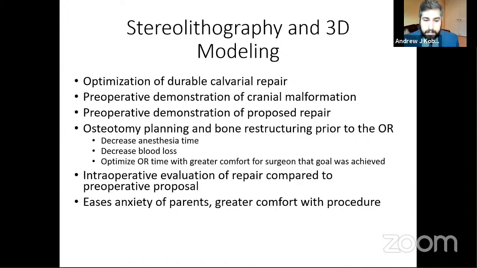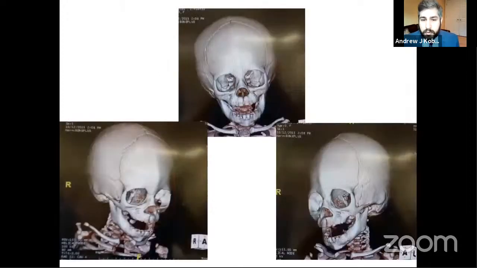Finally, this eases the anxiety of parents. It's been shown that providing these models, these virtual or hard models, allows the parents to feel much more comfortable with what they should expect post-procedurally.